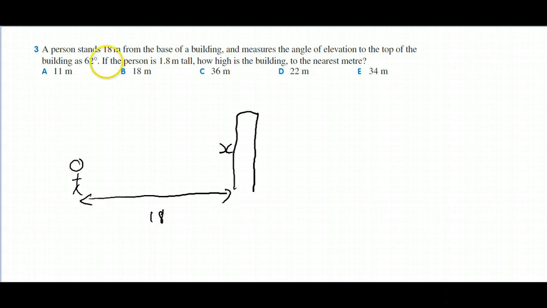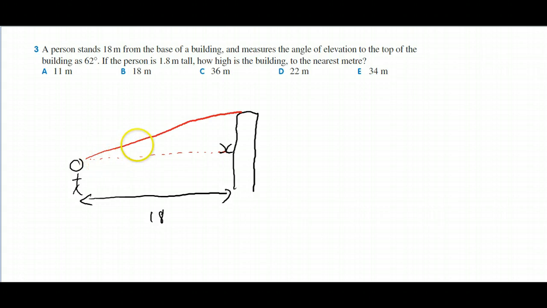Now this is a slightly ambiguous question because it's saying the angle of elevation to the top of the building is 62 degrees. So you could reasonably assume that they mean from the ground up to the top of the building is 62 degrees. It doesn't say where they're measuring this angle from. But the fact that they've told us the height of the person suggests something. It suggests that they want us to measure the angle of elevation from the top of that person rather than from the ground. Otherwise there'd be no point in telling us the height.